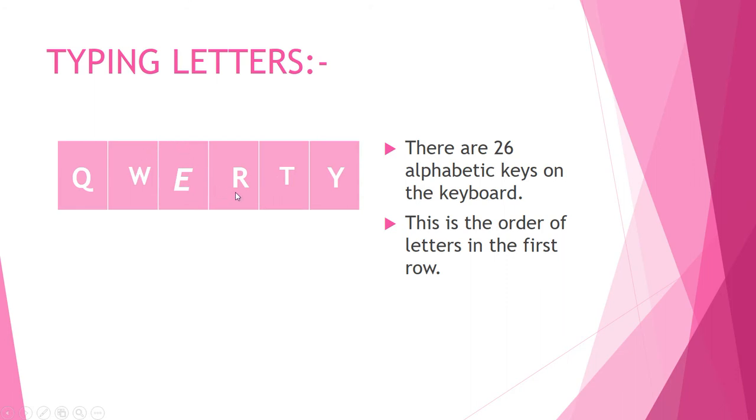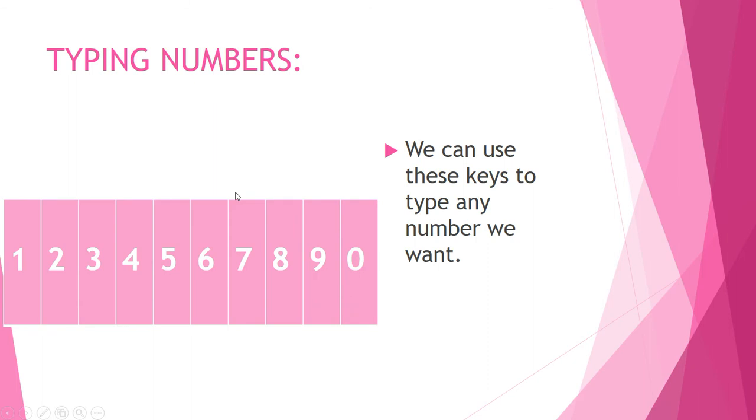Okay. Next is typing numbers. We press the numbers keys on the keyboard. We can see the numbers on the screen. The numbers keys have these numbers: 1, 2, 3, 4, 5, 6, 7, 8, 9, 0. We can use these keys to type any numbers we want.